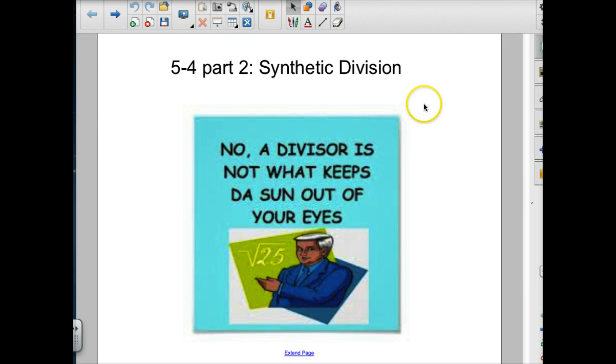Yesterday we learned about dividing using long division. That's not the easiest way to divide polynomials, but it's the way that always works. Synthetic division is a way that will work for only specific cases, but it's a little bit easier than long division.